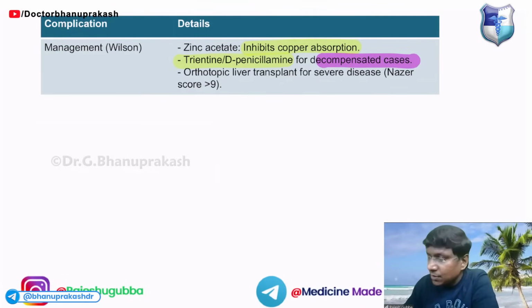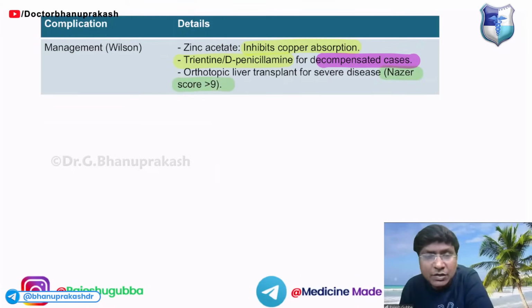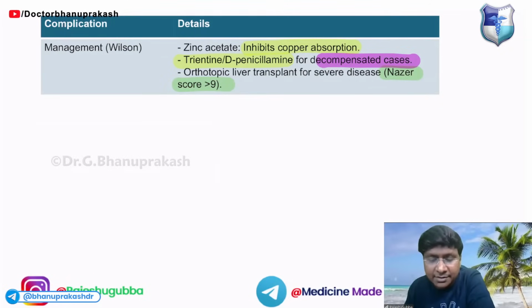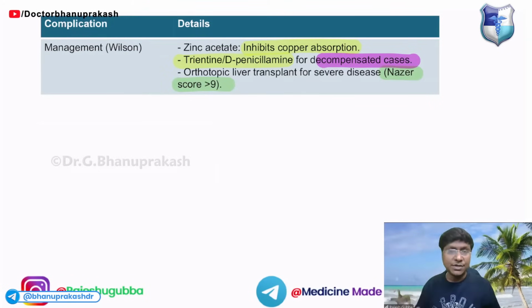severe disease. Now, this is a question here. What is the index that we use for Wilson's? That is the Nazer score. And if this Nazer score is more than 9, that is the point when you need to do the orthotopic liver transplantation. Done. So this is about your Wilson's.